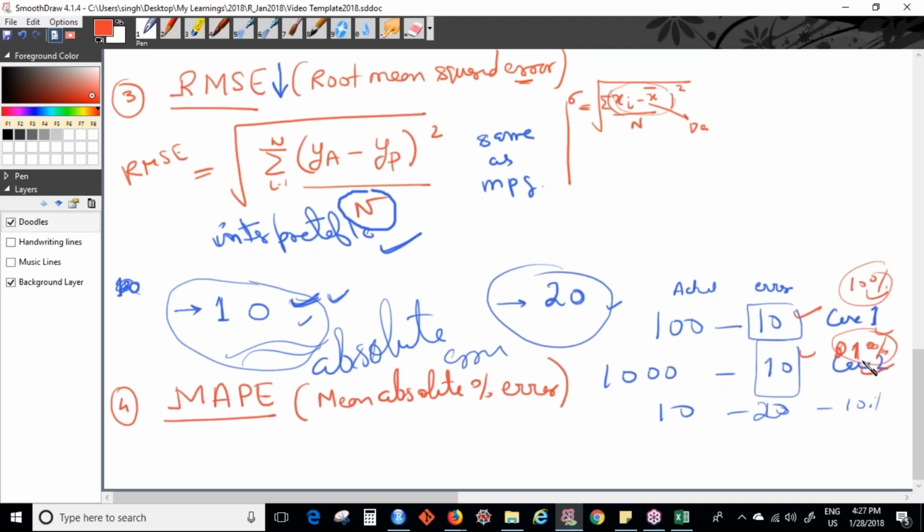Percentage means you can scale it to any number. So even if it was 10,000, 1% error means it would be 100. So you can easily scale it up.